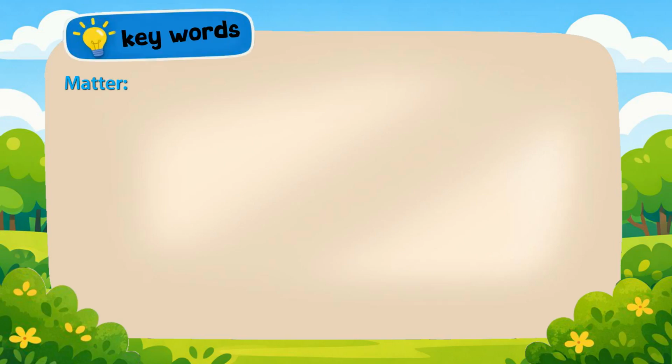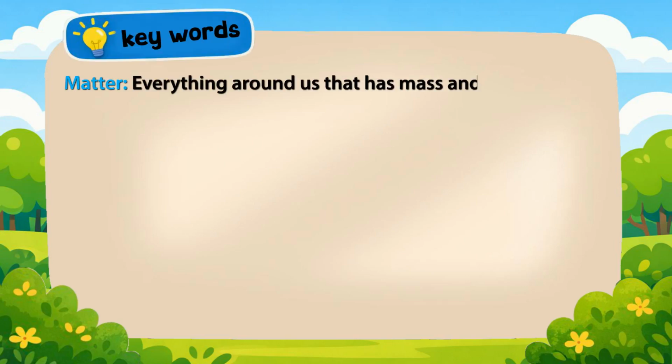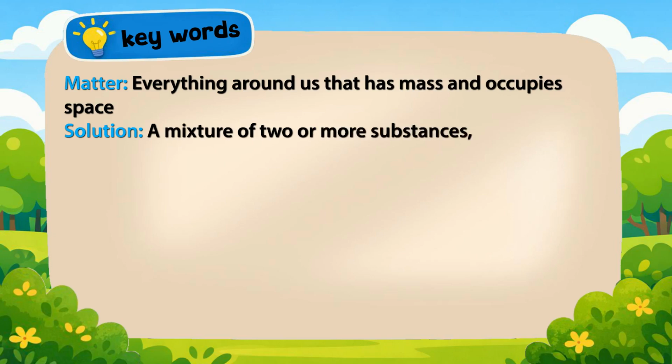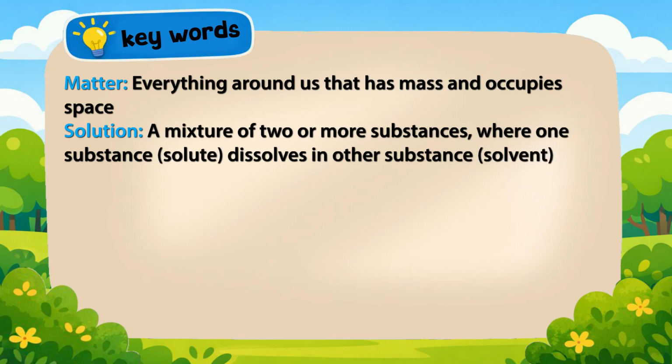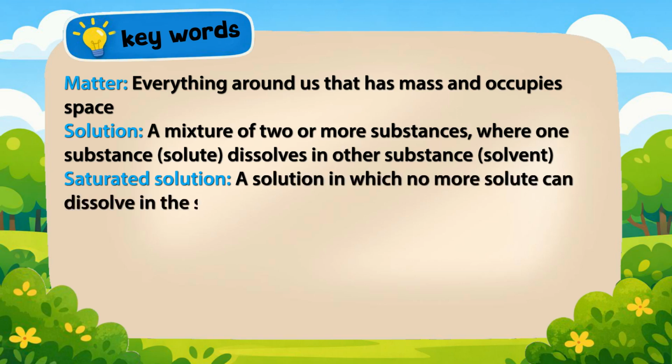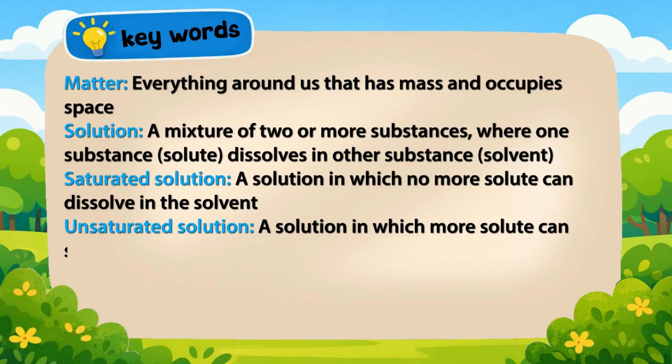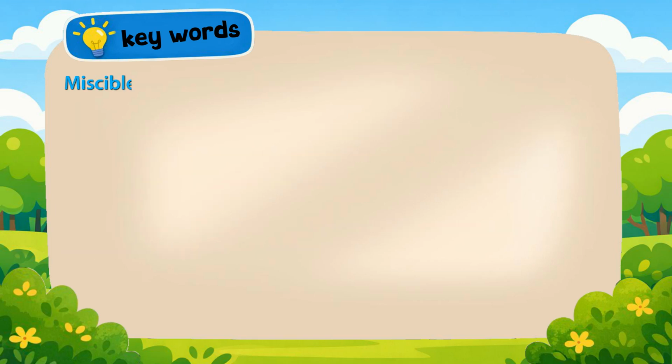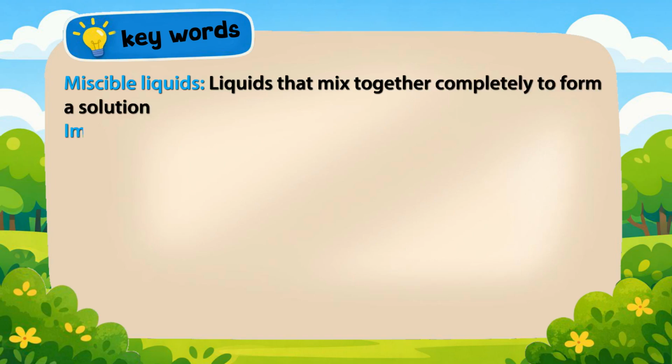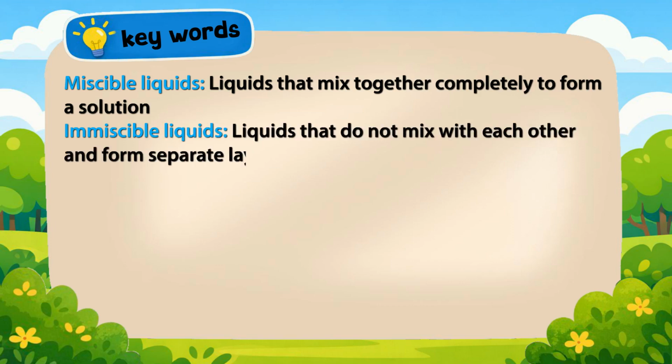Key words. Matter: everything around us that has mass and occupies space. Solution: a mixture of two or more substances where one substance, the solute, dissolves in another substance, the solvent. Saturated solution: a solution in which no more solute can dissolve in the solvent. Unsaturated solution: a solution in which more solute can still be dissolved in the solvent. Miscible liquids: liquids that mix together completely to form a solution. Immiscible liquids: liquids that do not mix with each other and form separate layers.